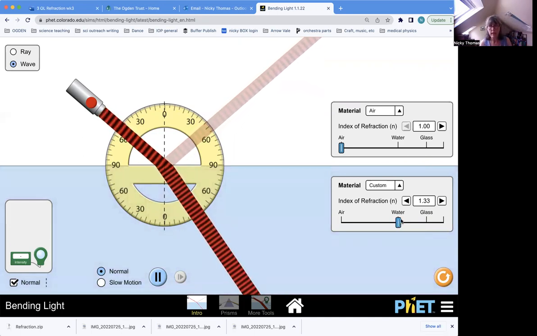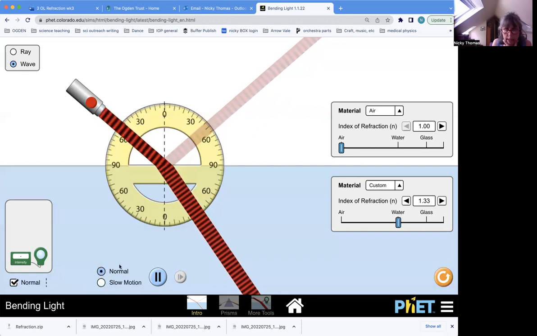And if I go back to looking at water, which has a smaller refractive index, a refractive index closer to that of air, the wavelength is slightly longer. It's still less than the wavelength in air, but it's not as small as the wavelength in glass. You can use slow motion.